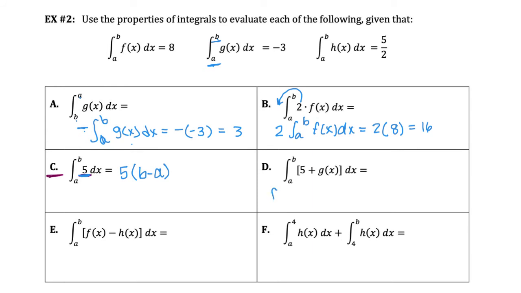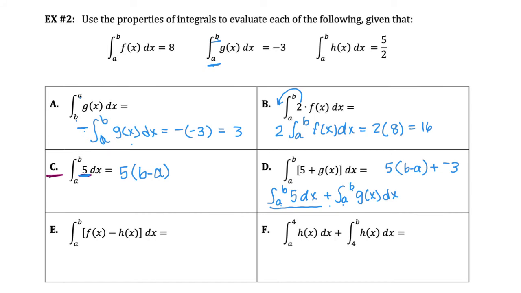For part D, we would separate these into the integral from A to B of 5 dx plus the integral from A to B of g of x dx. And then you can go through and integrate those. So for D, that first part here is going to be 5 times b minus a, plus, and then the integral from a to b of g of x is negative 3, so it's plus a negative 3.